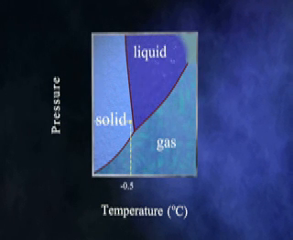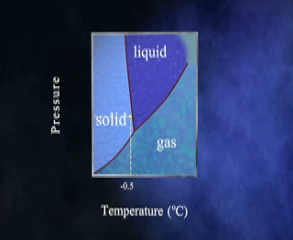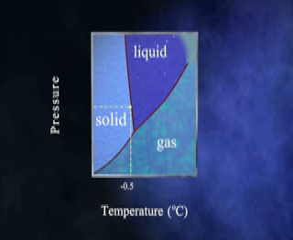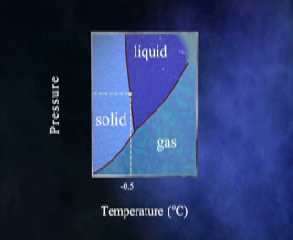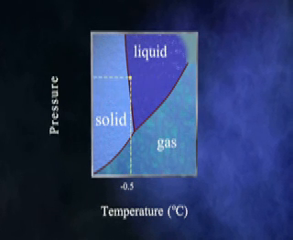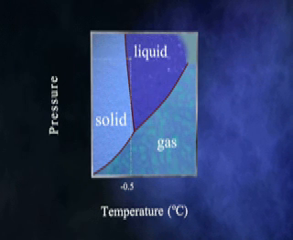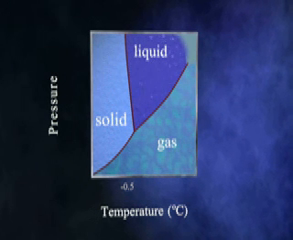Note that a sample of solid water or ice at a temperature slightly below the normal melting point will cross the solid-liquid phase boundary and melt as pressure is increased. This is one of water's unusual properties.